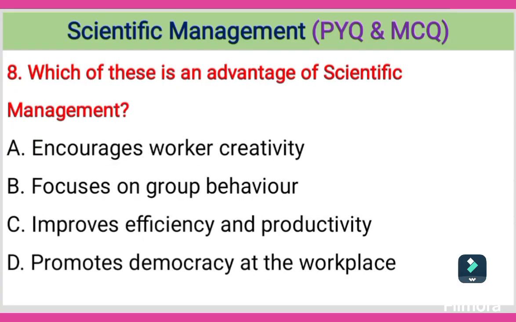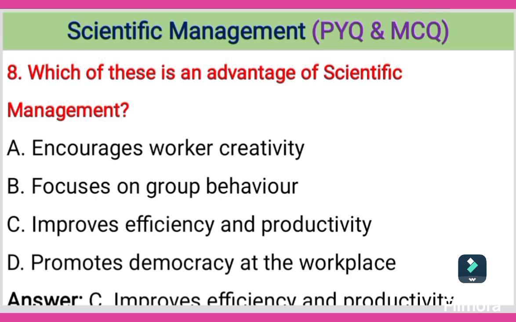Next question is, which of these is an advantage of scientific management? A, encourage work creativity, B, focus on group behavior, C, improve efficiency and productivity, and the D is promote democracy at the workplace. So this is also we have studied earlier that the scientific management focus on the efficiency and productivity. So the right answer is C.